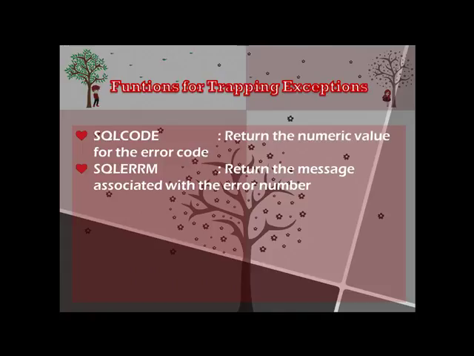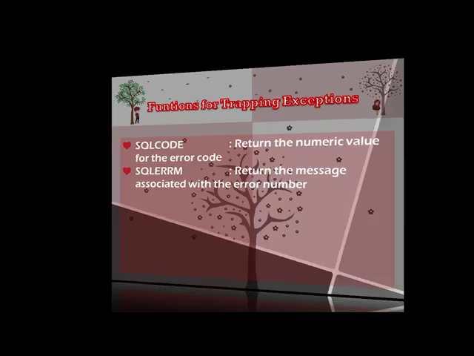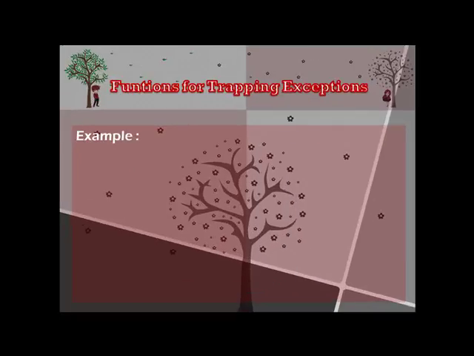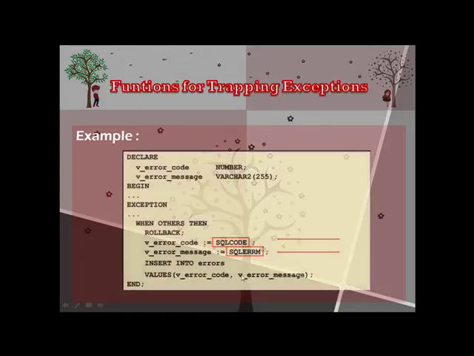Functions for trapping exceptions. SQLCODE returns the numeric value for the error code, and SQLERRM returns the message associated with the error number. This is the example of functions for trapping exceptions. This is the SQLCODE, and this is the SQLERRM.